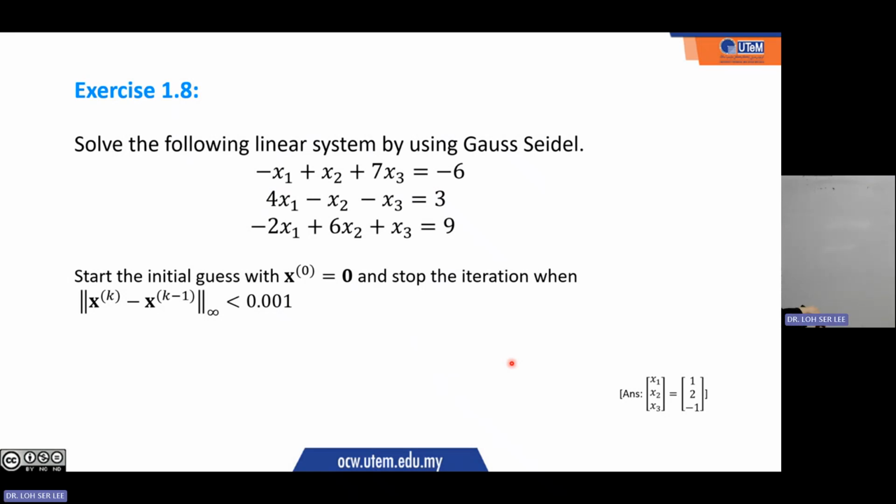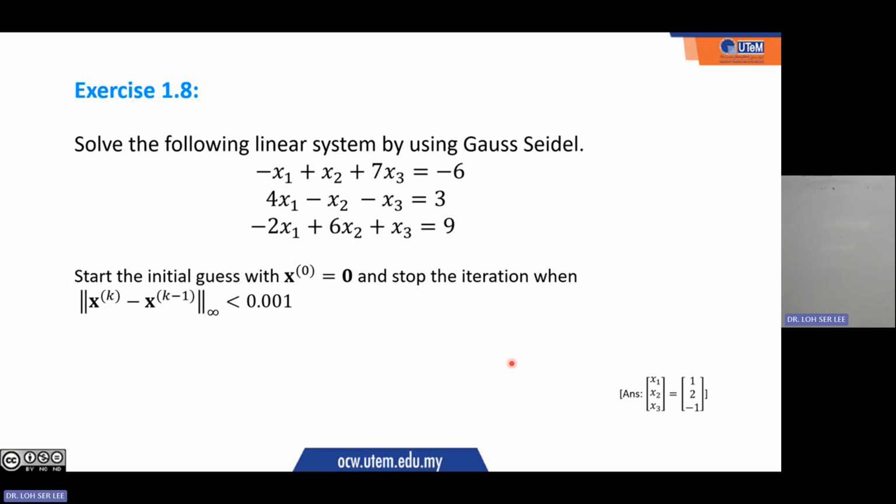Okay, so the first row should be the 4x1 minus x2 minus x3 equals 3. And the second row should be negative x1 plus 6x2 plus x3 equals 9. Okay, and the third row is negative x1 plus x2 minus 7x3 equals negative 6.